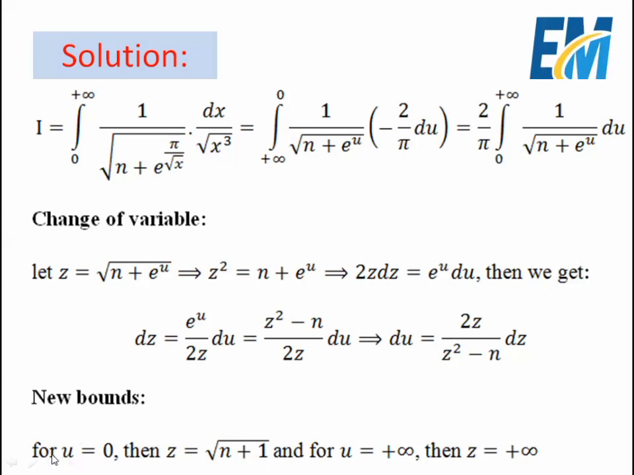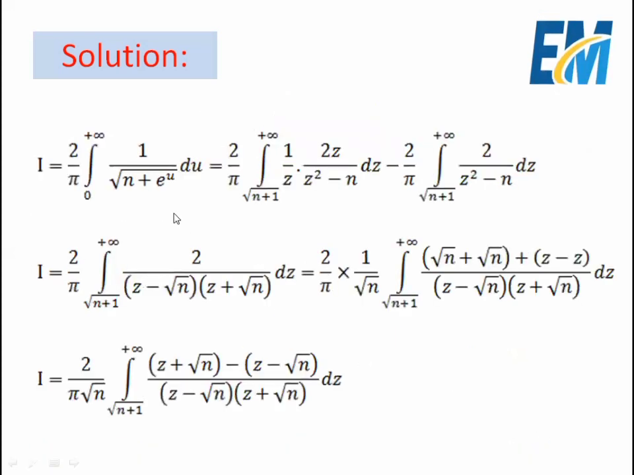For the bounds, if u equals 0, then z will be the square root of n plus e to the 0, which is 1, so the square root of n plus 1. And for u equals plus infinity, z will be the square root of n plus e to the plus infinity, which is plus infinity. So I becomes, with the new bounds square root of n plus 1 and plus infinity, 1 over this term is z, so we have here z, and du is equal to 2z over z squared minus n dz.